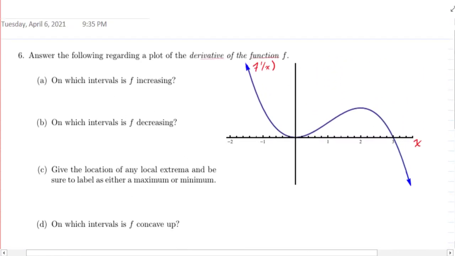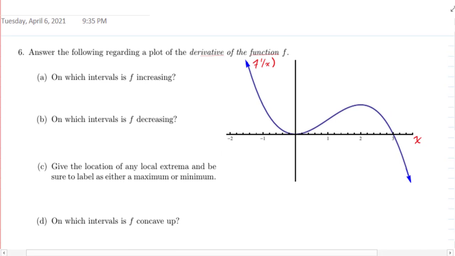Okay, so now we're ready to go ahead and tackle these questions. I'd like to actually do them slightly out of order. Let's do letter B first. Letter B asks the question, on which intervals is the function decreasing? Okay. Now, careful, folks. It would be incorrect, so please don't write this down. It would be incorrect to say this is where the function is decreasing.